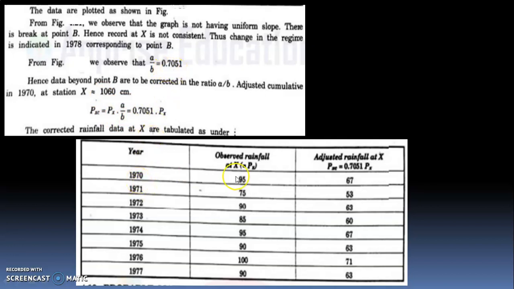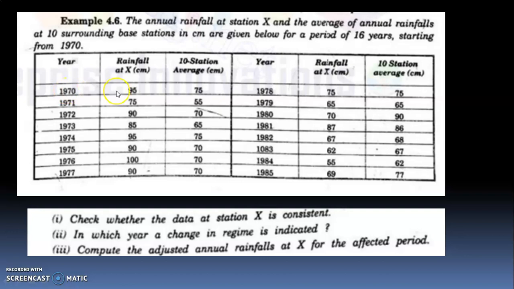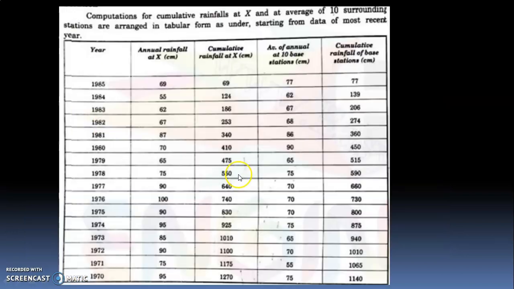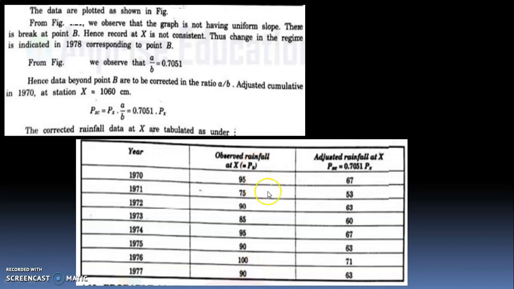Okay, now what we have to do, this is already given here for 1970, 95. You can see here for 1970 it is 95, 1971 75. So the same thing you have to write here. First the observed rainfall. After that you have to correct this. That is the adjusted rainfall, given by 0.7051 into Px. That means for 1970, 95 into 0.7051, that is 67. 75 into 0.7051, 53. Next 90 into 0.7051, 63. Like that for all the values till 78. 77 is the last value you have to calculate.